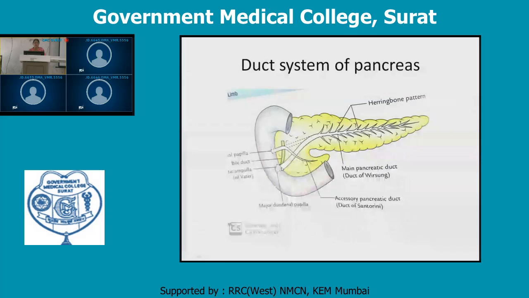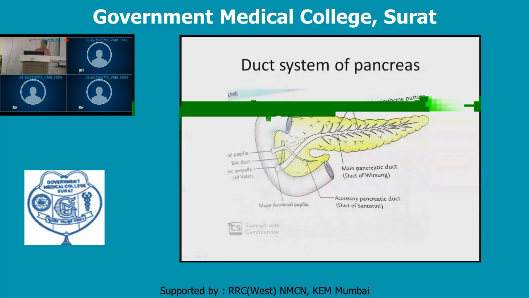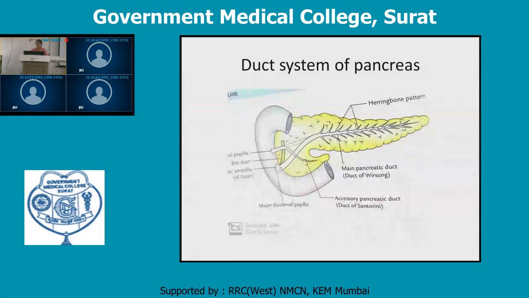Here is the opening. Here there is a dilatation known as ampulla of Vater, and you can see the bile duct is also opening through the same opening. So bile duct and the main pancreatic duct, also known as duct of Wirsung. You can see the tributaries of the duct in herringbone pattern. The tributaries join at an acute angle, in a V-shaped manner. This herringbone pattern is seen here, and this duct system is closer to the posterior surface. So if you want to dissect the main pancreatic duct, you should approach from the posterior surface.